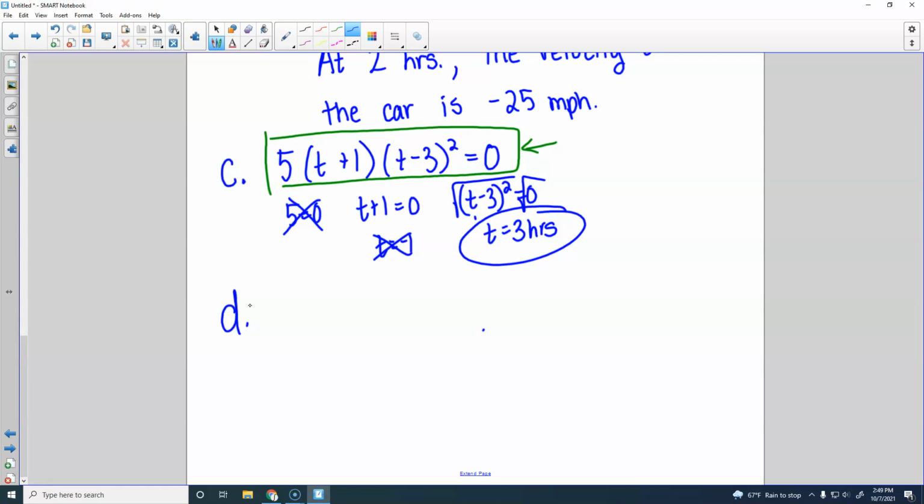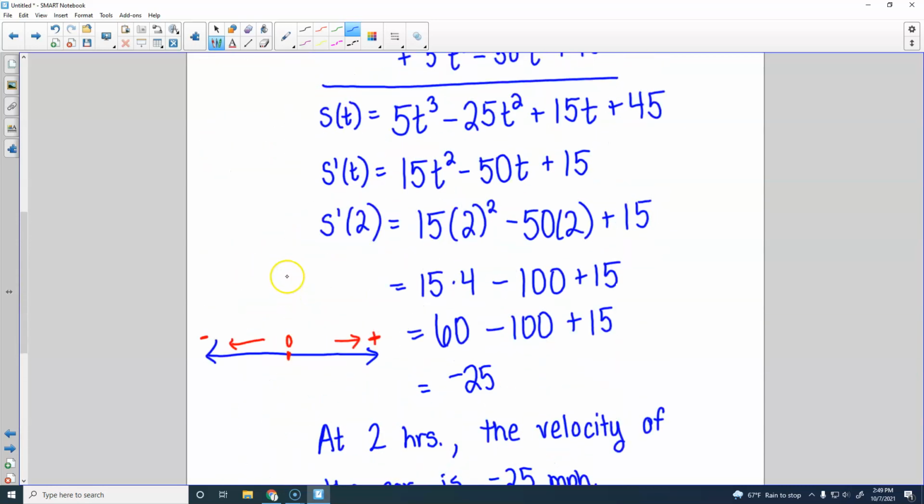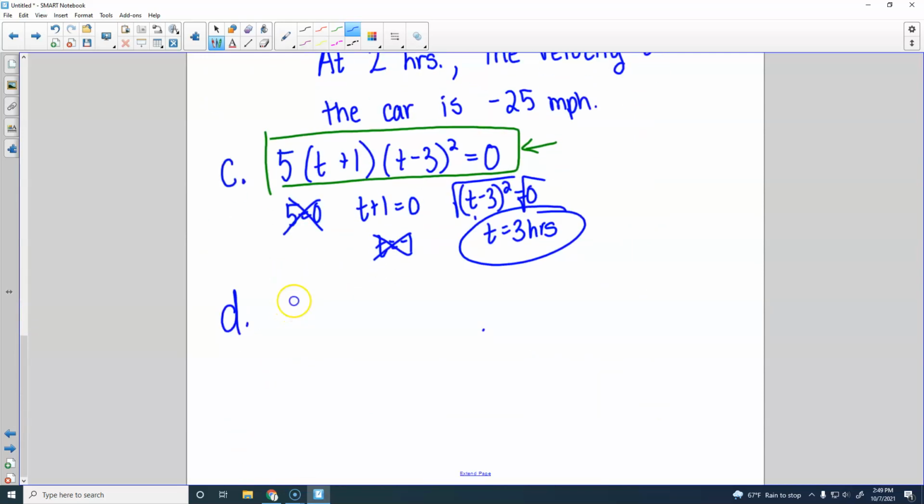All right, if you stop, your speed is 0, your velocity is 0. So if my derivative, which is my velocity, equals 0, then I have stopped. So I can take the velocity, which was up here, 15t squared minus 50t, is it plus 15? I'm going to set that velocity equal to 0, because if I have stopped, my velocity is 0.